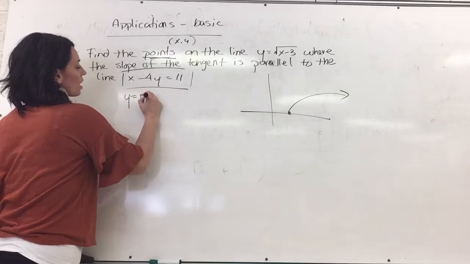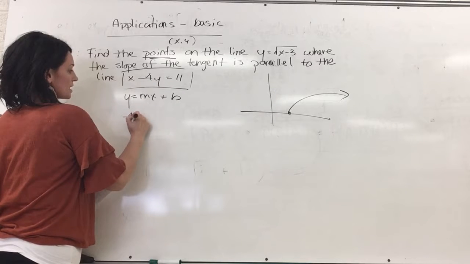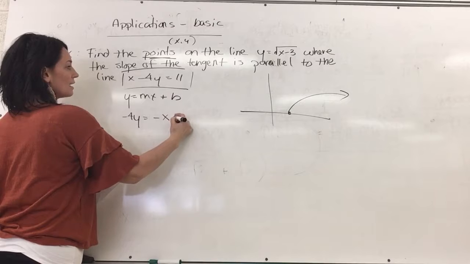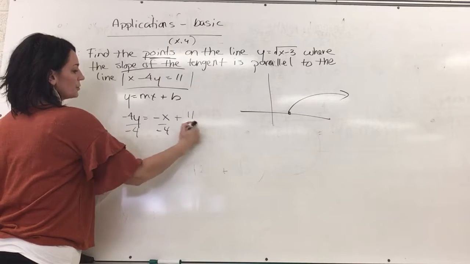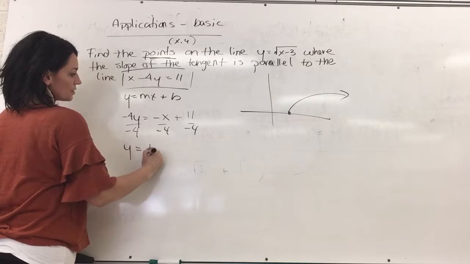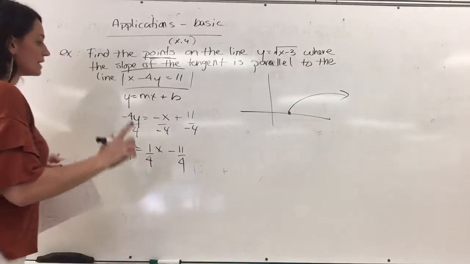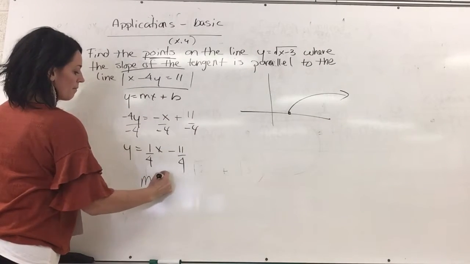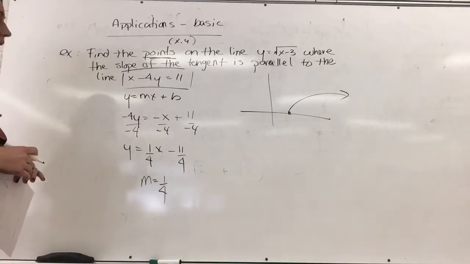So let's put it in the y equals mx plus b format. First thing I'm going to do is keep this here, and move the x to the other side, so minus x plus 11. Divide each term by negative 4. So y equals a quarter x minus 11 over 4. So basically, I am looking for the points on this line where the slope of the tangent line is going to be a quarter, okay?